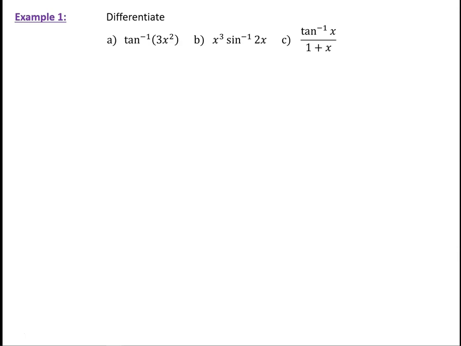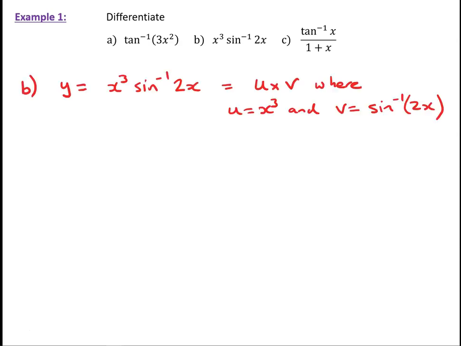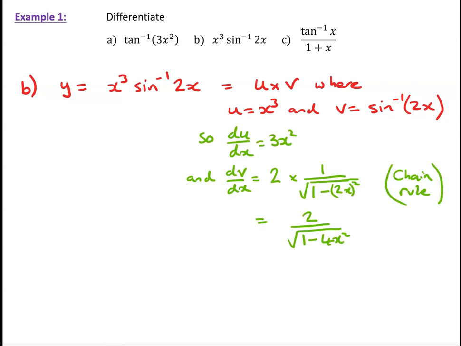For the second example I've got to differentiate is x cubed sine to the minus 1 of 2x. So this is going to be using the product rule with u equals x cubed and v equals sine to the minus 1 of 2x. In which case I can certainly say that du by dx is 3x squared. To differentiate v, I'm going to need to use the chain rule. So v is sine to the minus 1 of 2x. The derivative of 2x is just 2.